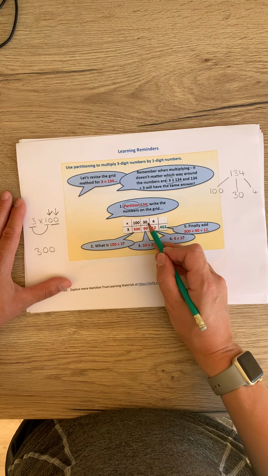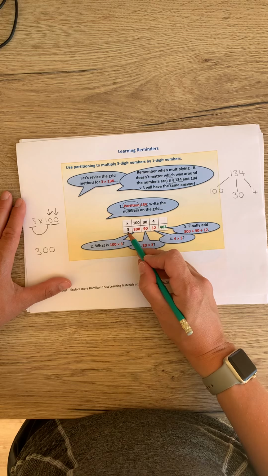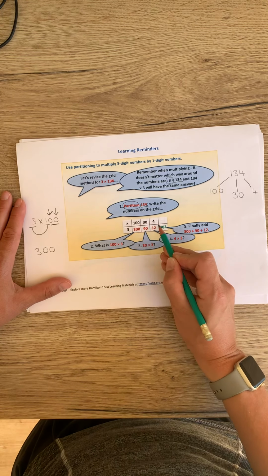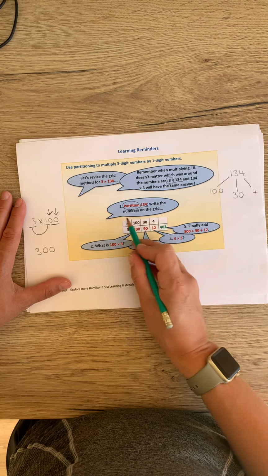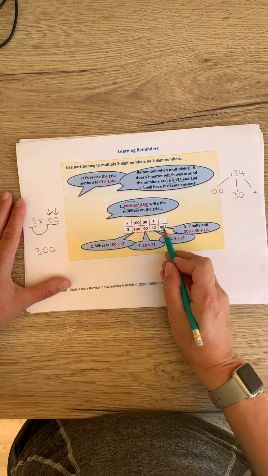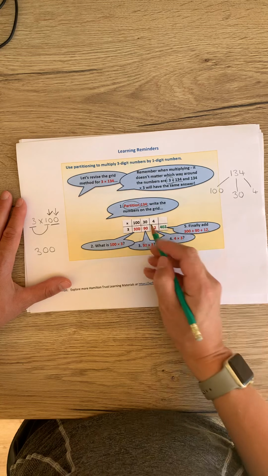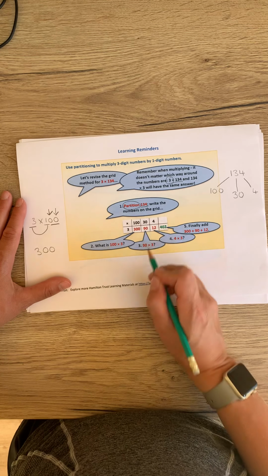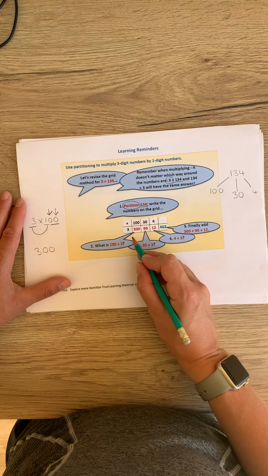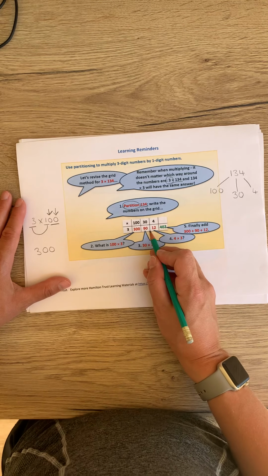So 3 times 100 is 300. 3 times 30 is 90. And 3 times 4 is 12. And then I write my answer in our grid that we've drawn out here underneath in the correct spots. Finally, once you've got all of your answers, you add them together. Now, I would recommend using the column addition for here.